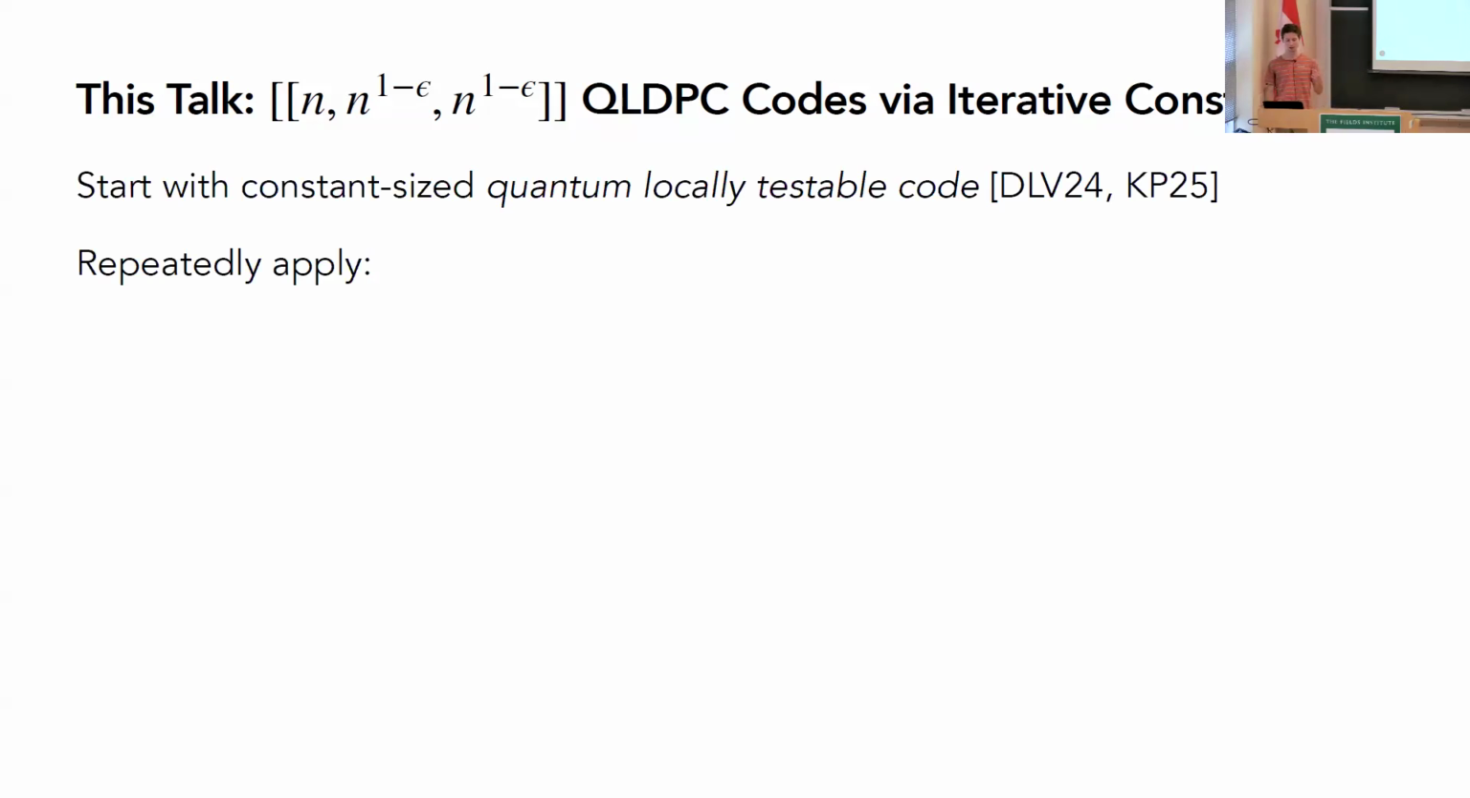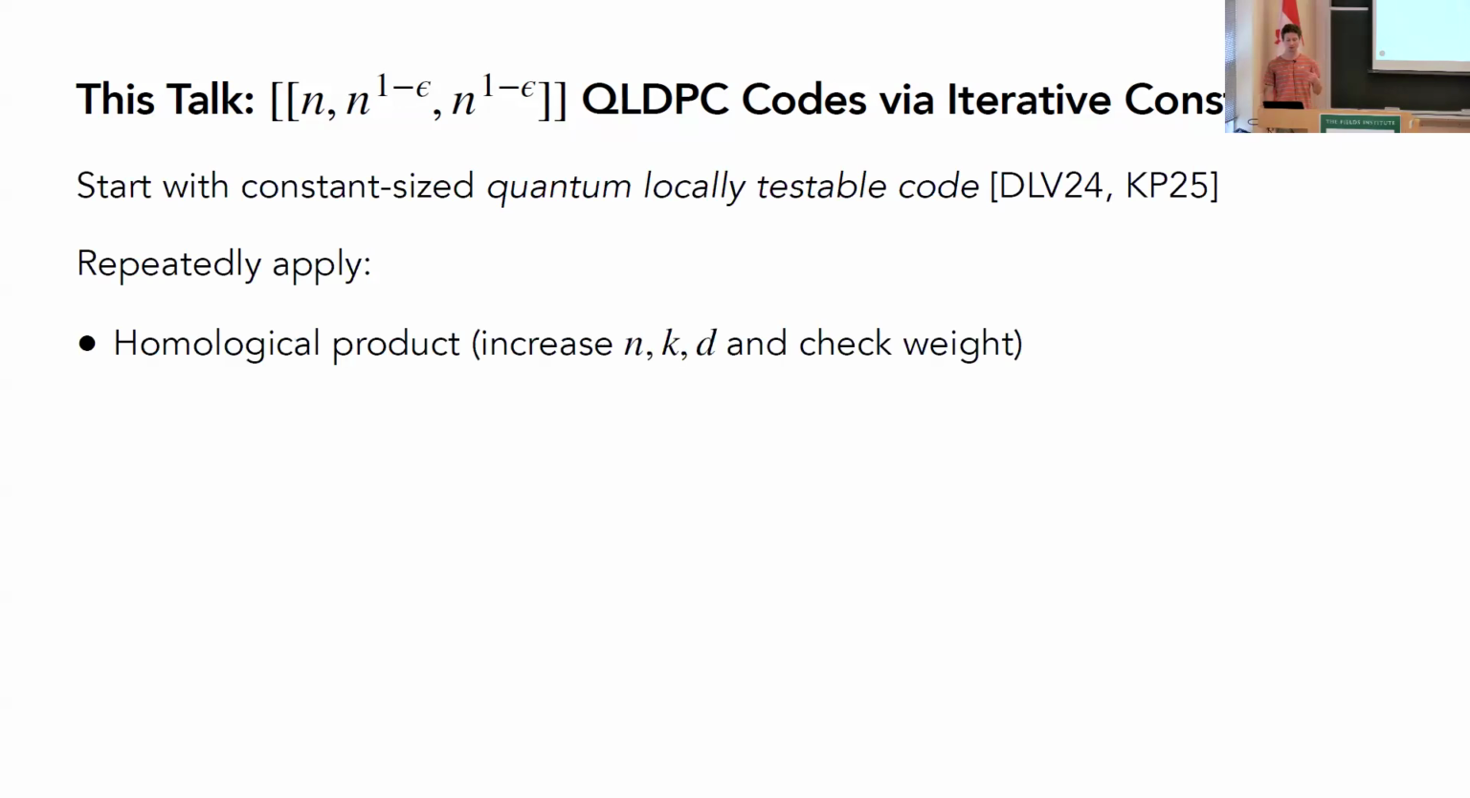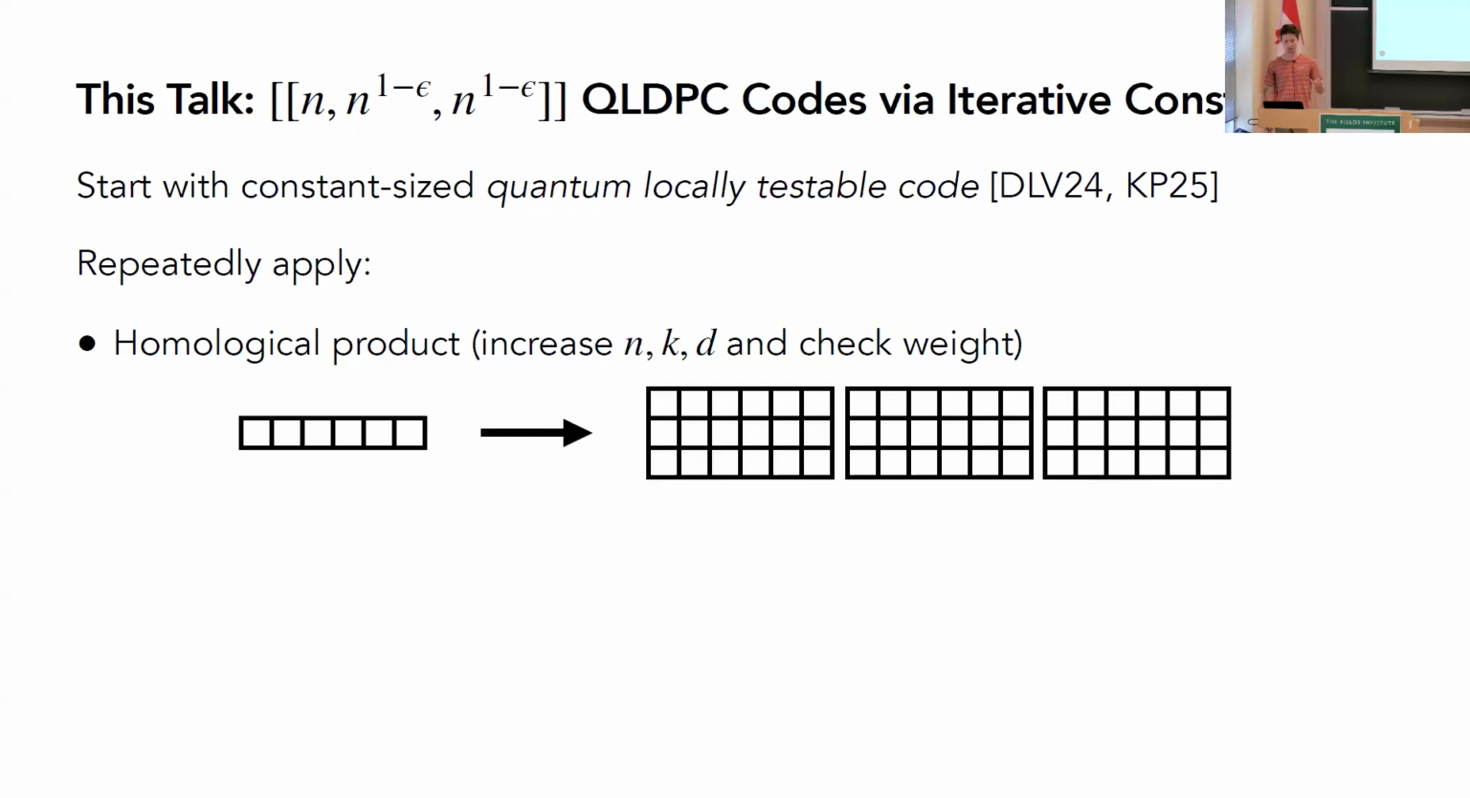So starting with this constant size thing, we repeatedly apply a homological product to increase the length, dimension, and the distance, but also to increase the check weight. And that looks something like this. We start with a given element of our family, and we take a product, and we end up with a few large blocks of physical qubits, but you can see the number of physical qubits is going to grow, and also the distance and the dimension will grow.